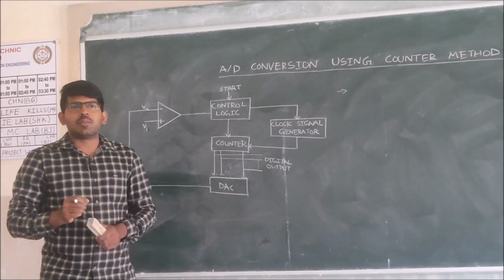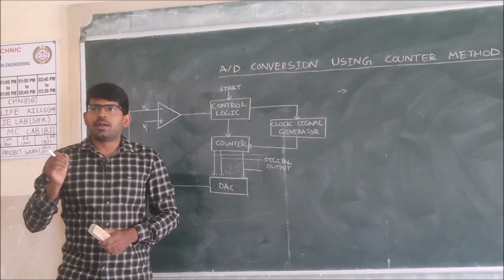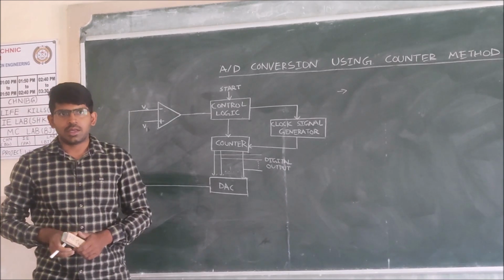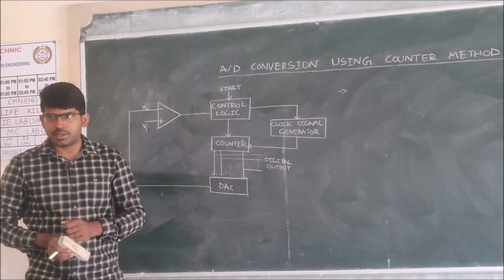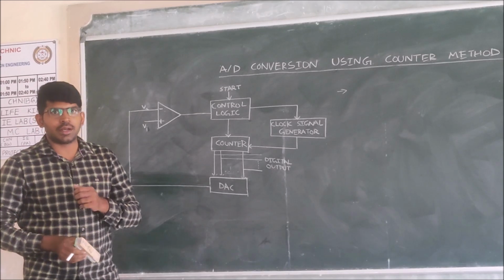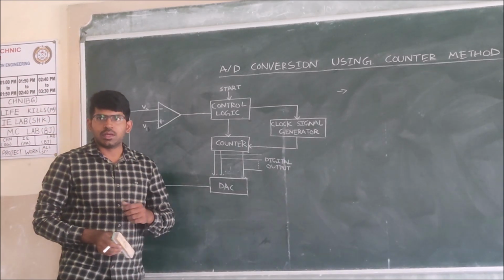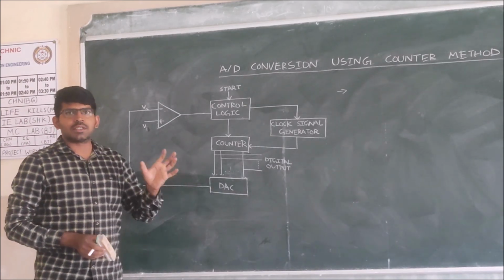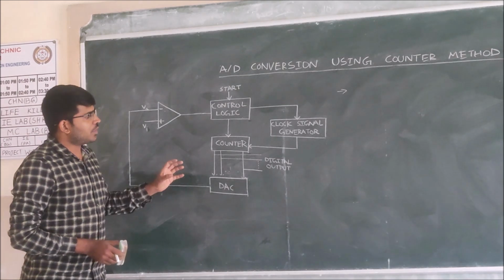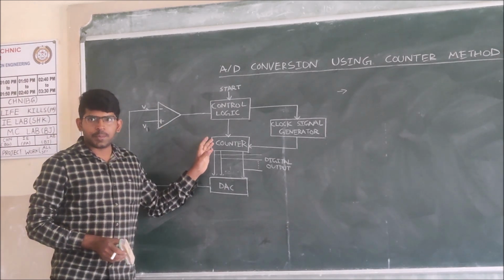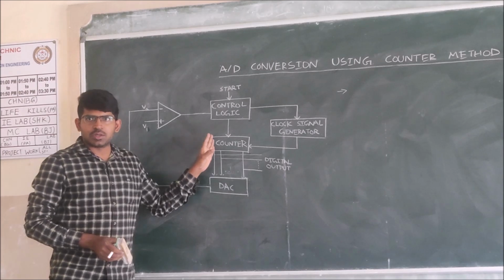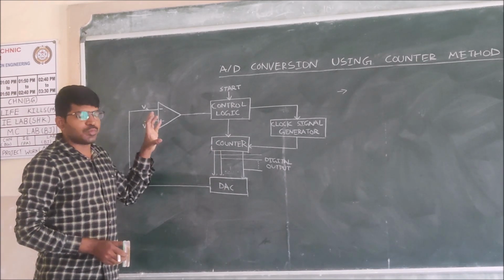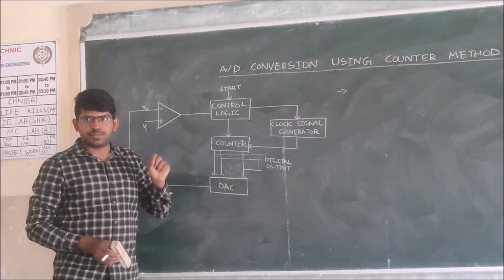Until now we have discussed the different digital to analog conversion techniques: the binary weighted resistors method and the R-2R ladder resistor method. Now we are discussing the analog to digital conversion technique. Here we are mainly using the counter, that's why this is also called the counter method. The heart of this technique is the counter.